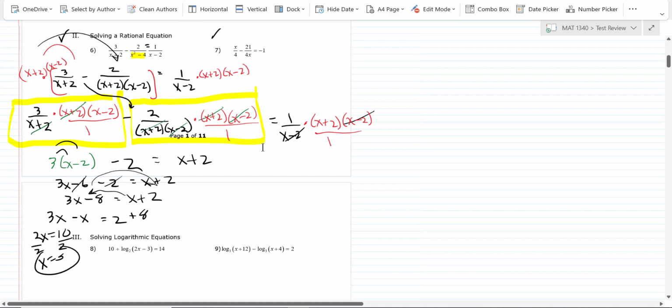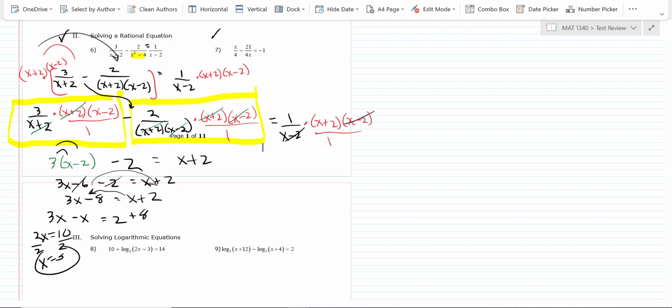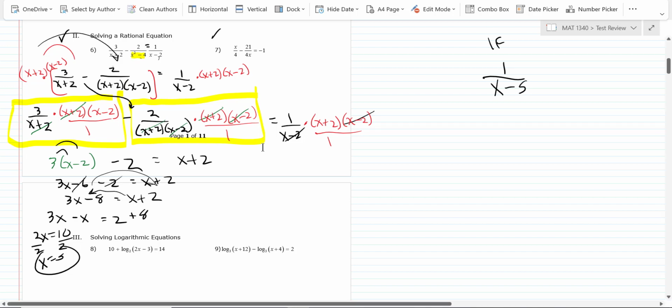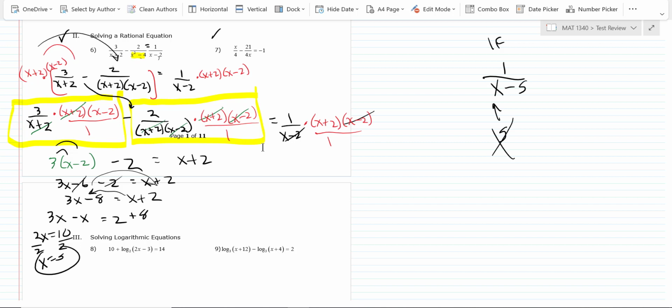We learned how to do that probably around the third, fourth week of the semester. If you look back at your test 1, there were problems like that. The only thing you have to do on this problem is make sure that when you plug that 5 in, it doesn't make a denominator 0. So if you had a factor x minus 5 in the original problem, then you would have to throw the 5 out. But you don't have that. Your denominators are x minus 2, x plus 2. So if you plug 5 in, it doesn't make a 0 denominator. So that is the answer to the problem.